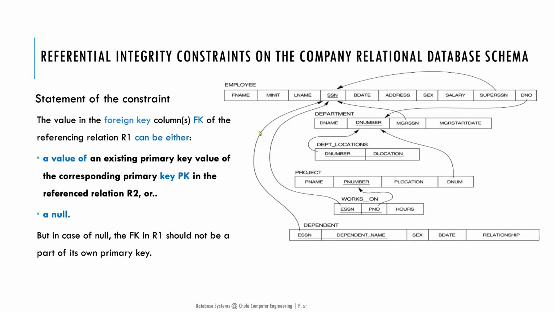Vice versa, you have project here and you want to relate project with department. You have DNUM here, which is the foreign key connected to DNUMBER in the department, which is the primary key. So DNUM again is a foreign key linked to the primary key of the department.